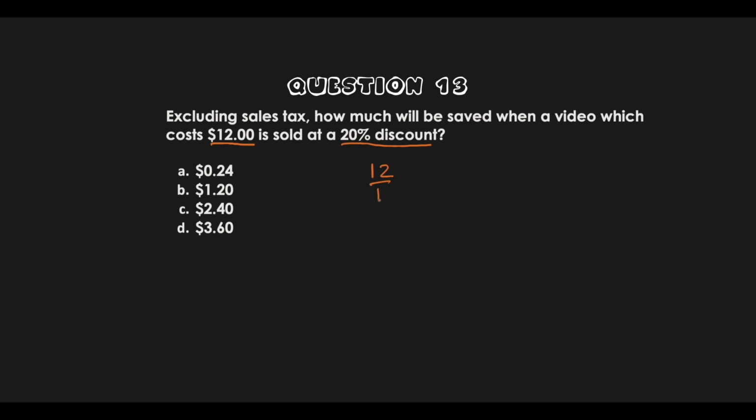Alright, so 12 over 1 times 20%, which is 20 over 100. So 20 can go into itself once, and 20 can go into 100 5 times. So then we'll be left with, now if I was to work this out, 12 divided by 5 would give me 2. And then the remainder I'll have is 2 over 5. Now the only thing here that has 2 would be this one here. So I don't even need to work out 2 over 5, which is basically 0.4. So this is 2.4. So I know that the discount is $2.40. So this would be the amount that would be saved.